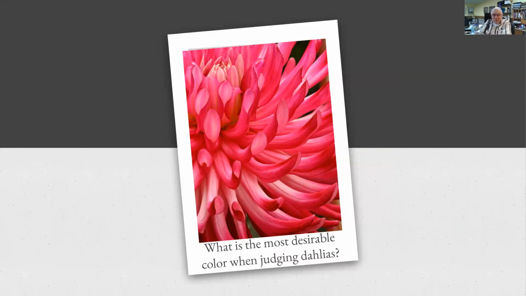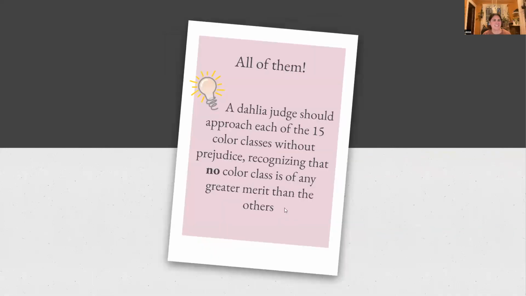What's the most desirable color when judging dahlias? Not flame, just kidding. They're all equal, right? Yeah, they're all equal. Mine is variegated because it gets a bum rap. A dahlia judge should approach each of the 15 color classes without prejudice, recognizing that no color class is of any greater merit than the others. If you remember, on the Longwood Philadelphia slide we showed, that was listed at the bottom.